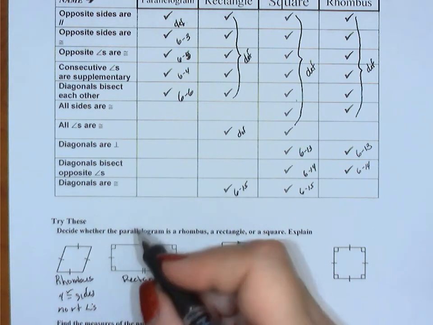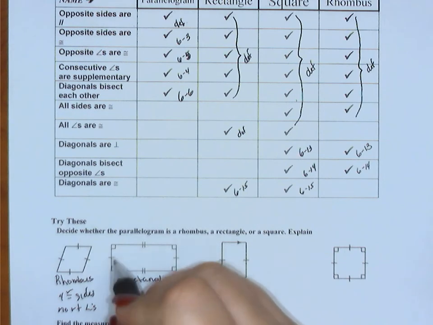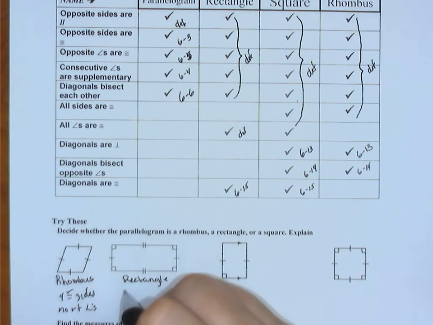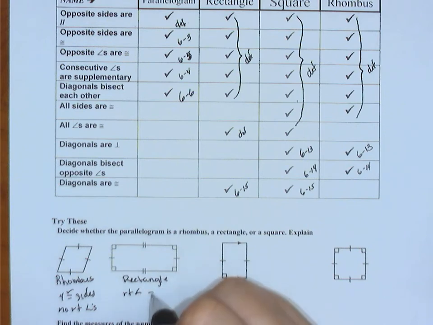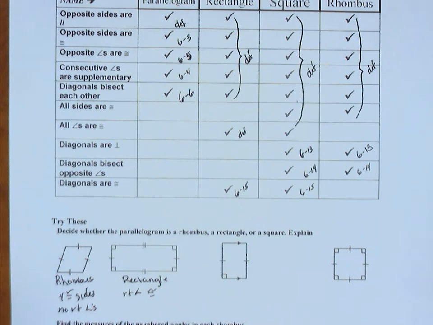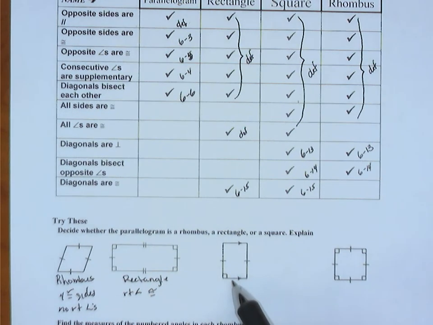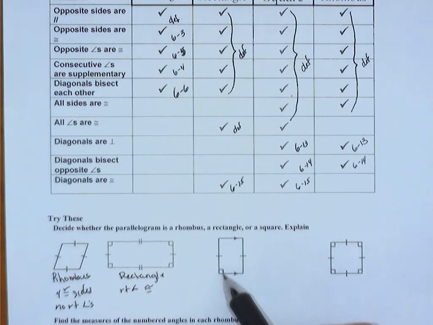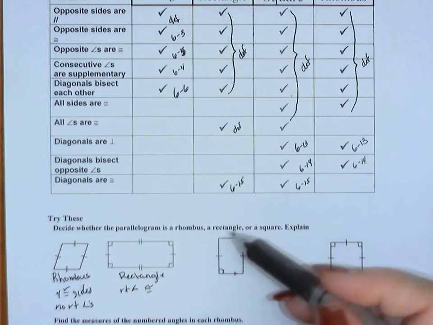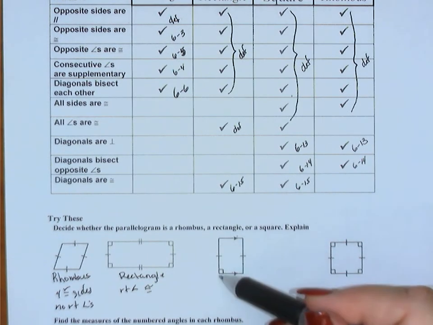because it has right angles that are congruent, right? So that's why that's a rectangle. It's not a square because the sides aren't the same length. This is, let's see, it has a right angle here. If these 2 lines are parallel, this is a transversal.